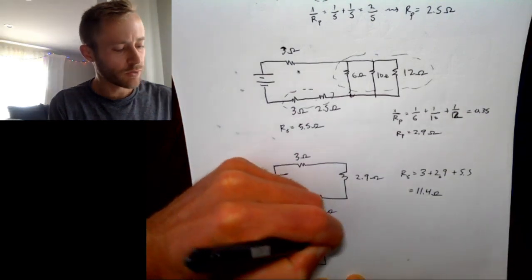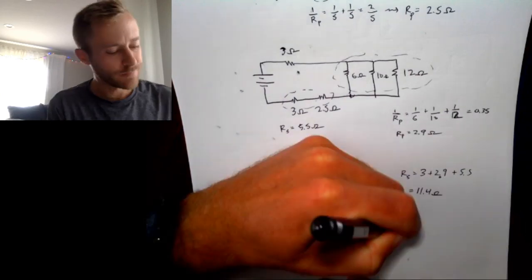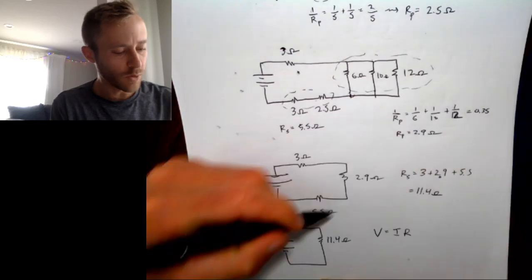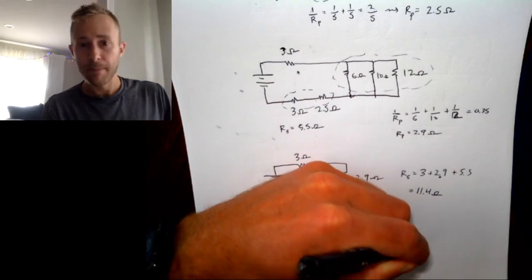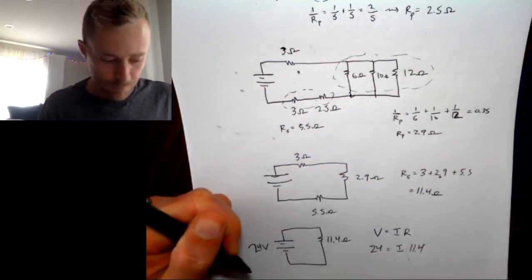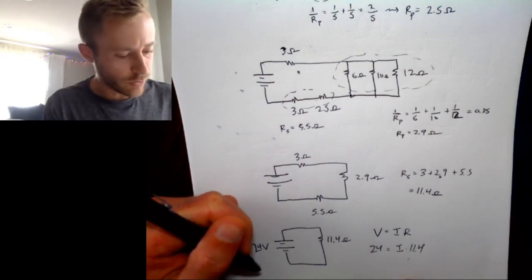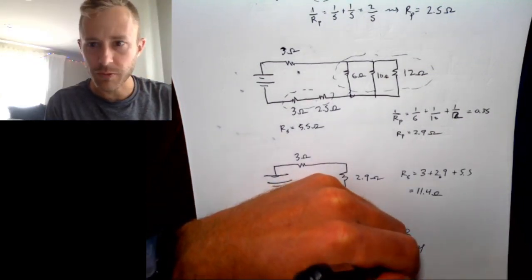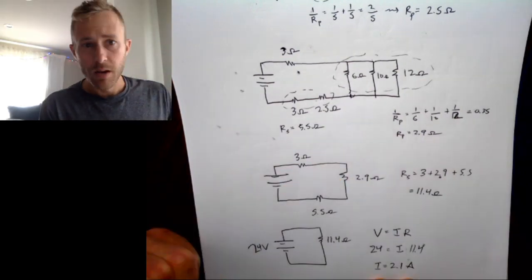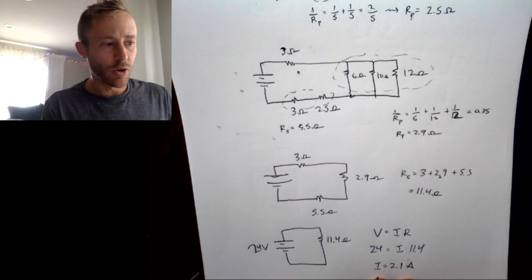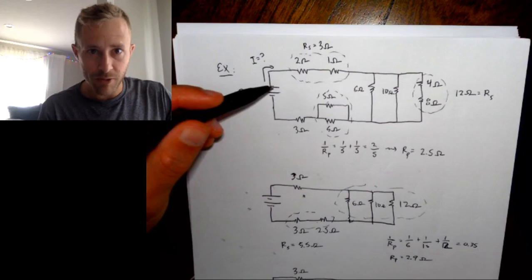So now I use Ohm's Law. V equals IR. And I've got 24 volts equals current times 11.4. So 24 divided by 11.4 is equal to 2.1 amps is flowing out of the battery. Going back to the original drawing here, 2.1 amps is the current that flows out of the battery.